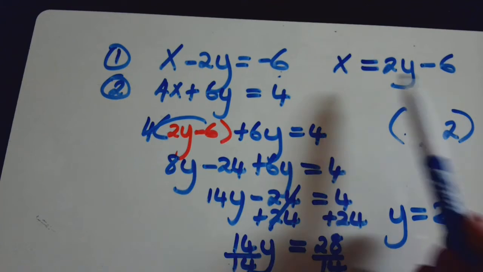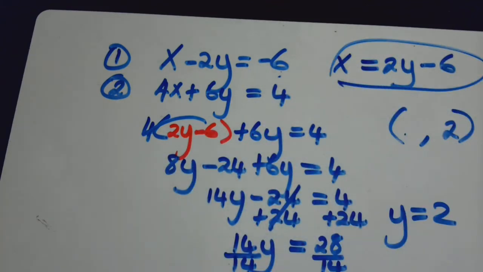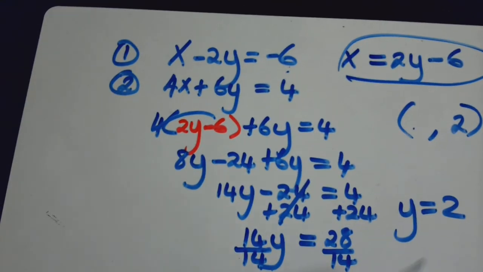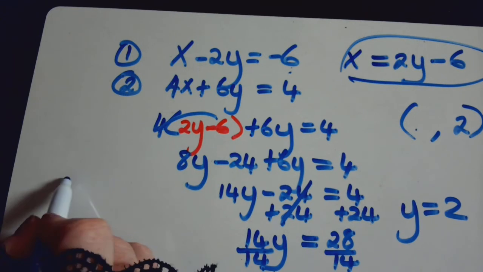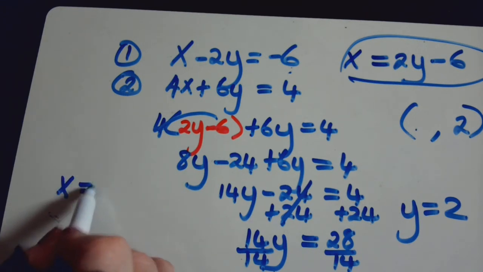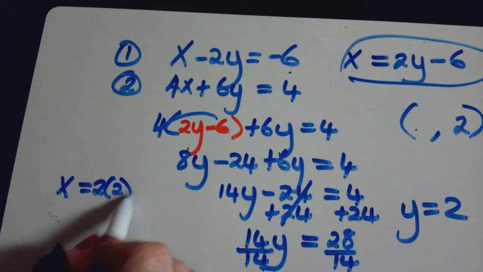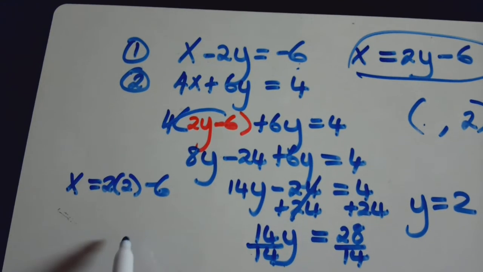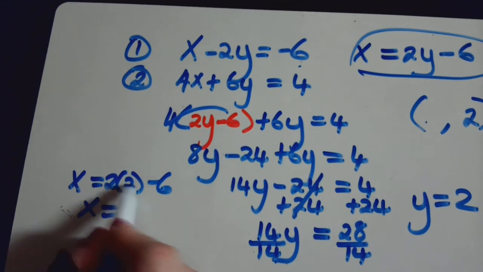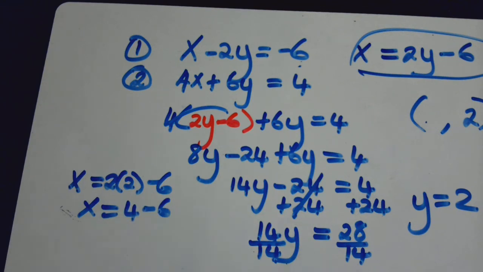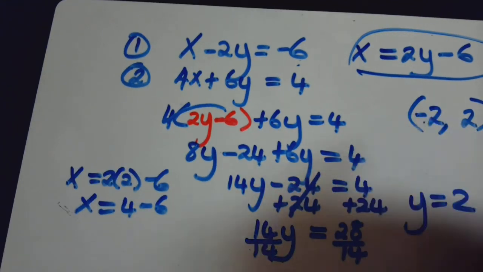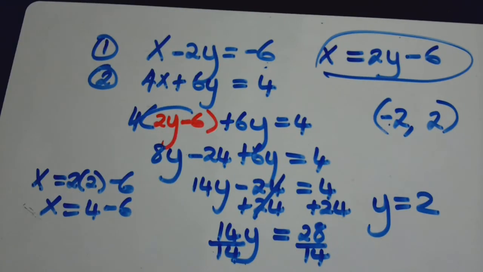Then the easiest one is go and plug it here now. We want to find what x is. We know y is 2. So go back here. X equals 2 times 2 minus 6. 2 times 2 is 4. 4 minus 6. Is that not negative 2? So the point where those two lines intersect is negative 2, 2.